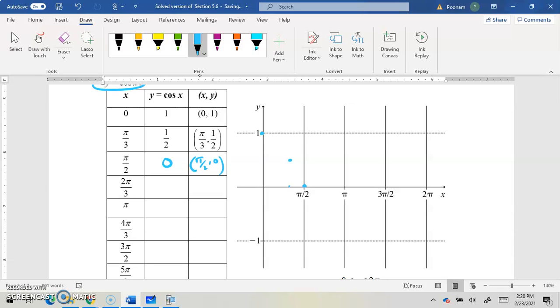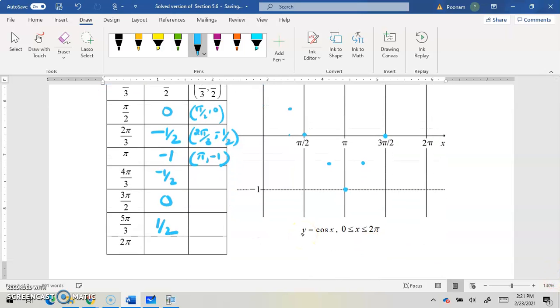At 2 pi by 3, the cos function's value is negative half. So my point is (2 pi by 3, negative half). So somewhere here, the value is negative half. At pi, cos of pi is negative 1. So we have (pi, negative 1). That would be here. At 4 pi by 3, it's negative half. So somewhere here. At 3 pi by 2, the cos function value is 0.